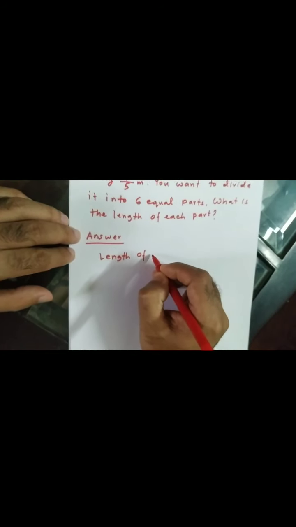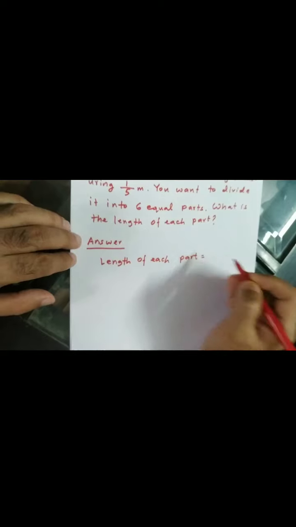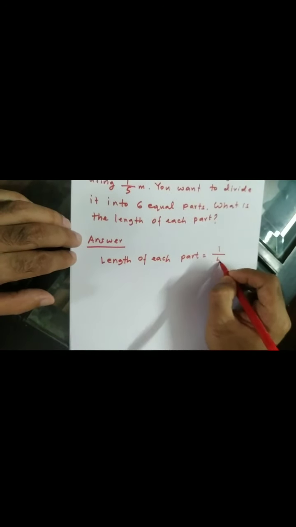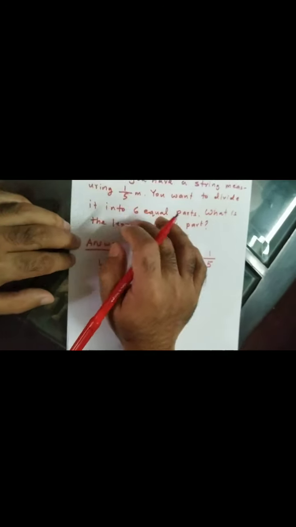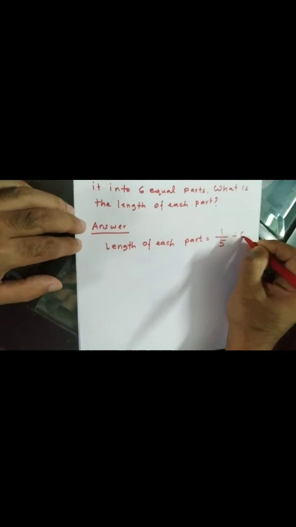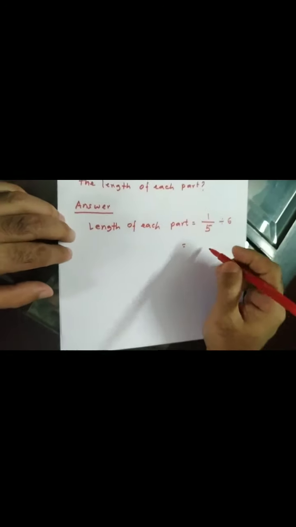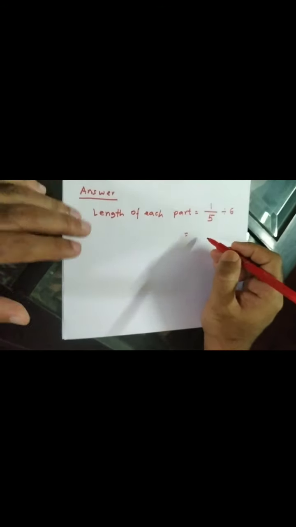Length of each part equals to how much? What is the length of the whole string? 1/5 meter. And into how many parts I have to divide? I have to divide into 6 equal parts. So if I perform this division, I will be able to get the length of each part.